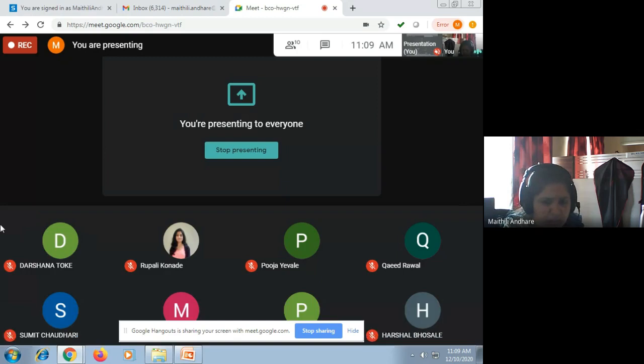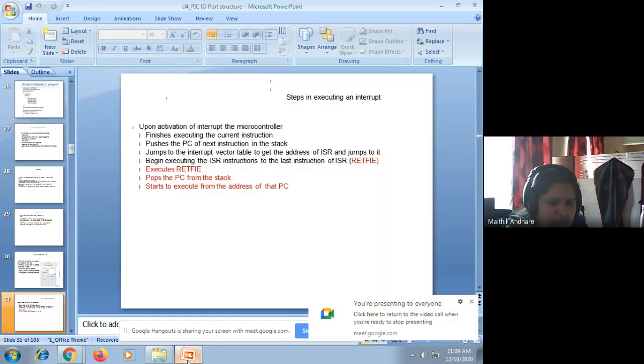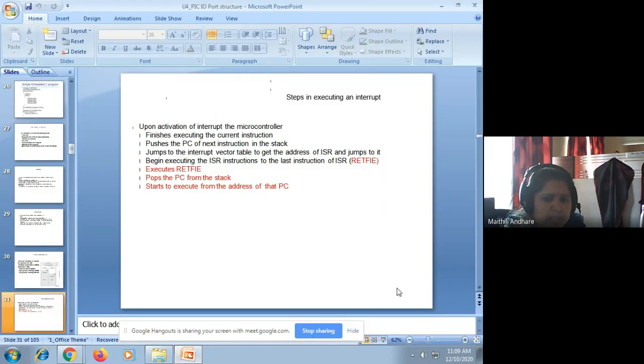So see, it is up to you. The only thing that is different is here it is RETFIE. So this instruction is there. Okay, and then the remaining steps are the same.